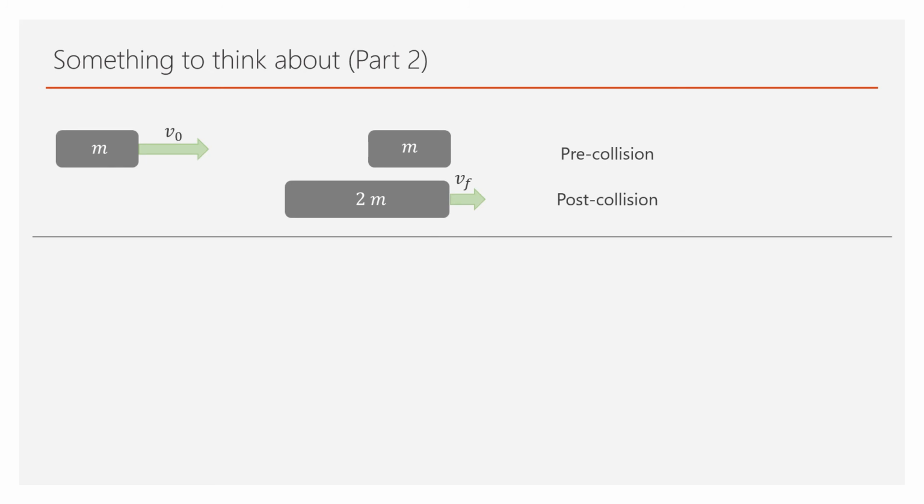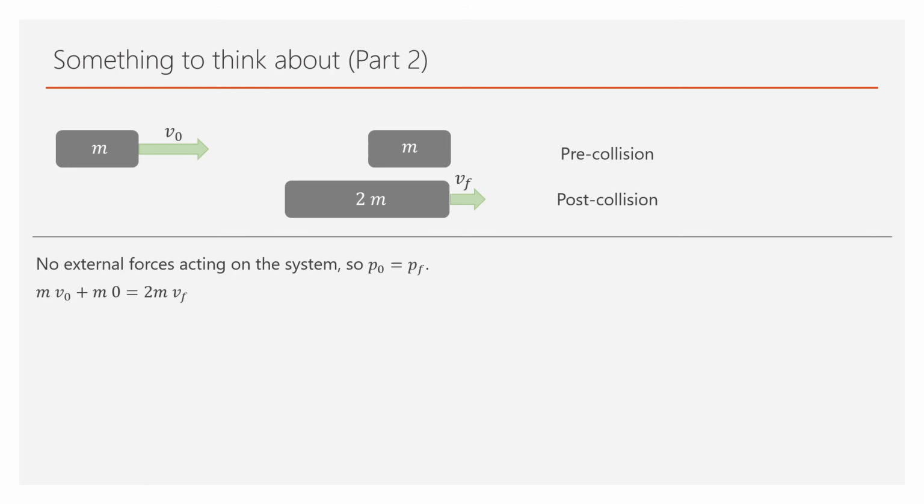Here's how to do that. First, I'll draw a diagram that shows the pre-collision and post-collision state. The mass of each object before the collision is m, and the combined mass after the collision is 2m. The speed of the first piece of mass moving is v sub 0. The other piece of mass is at rest. After the collision, the combined masses move with a speed v sub f. Because there are no external forces acting on the system, momentum is conserved.